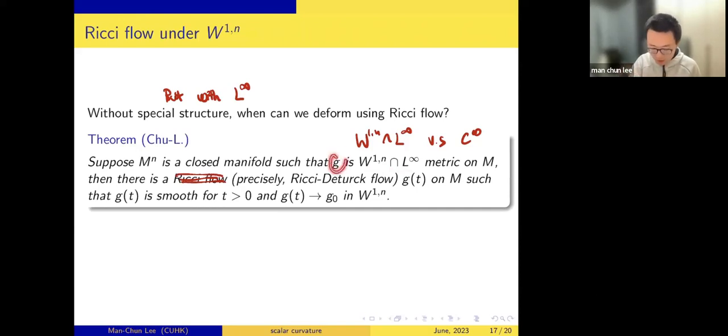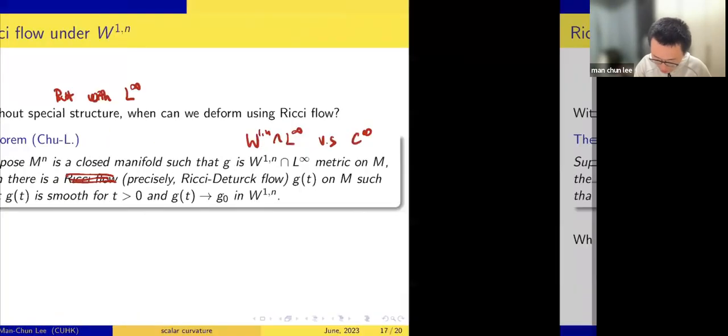Okay, from this initial singular data, which becomes smooth and converges back to the initial data in W1N. In fact, we also have a stability statement in this setting. The theorem here is based on the concentration argument, which requires the W1N structure.